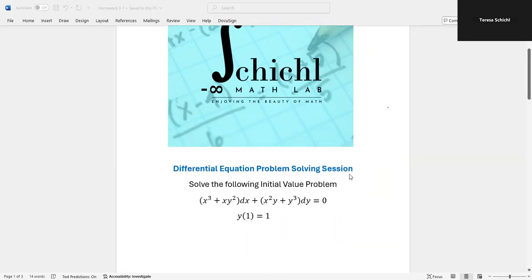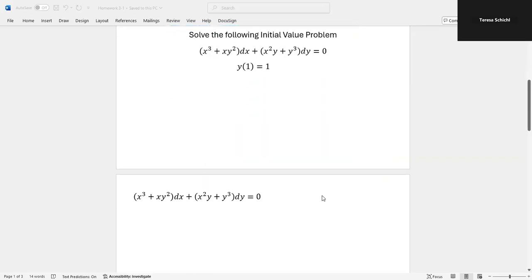So today, here is the problem we're going to solve. This is a nonlinear homogeneous differential equation. What we need to do: (x cubed plus xy squared) dx plus (x squared y plus y cubed) dy equals 0, y(1) equals 1. Okay, so let's take a look.